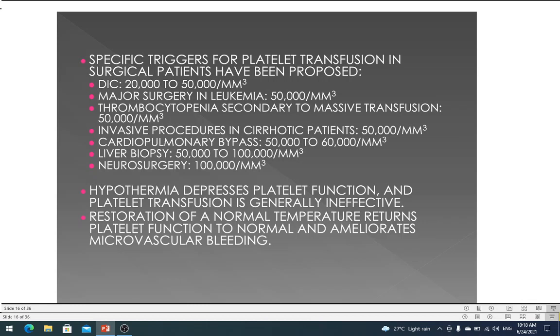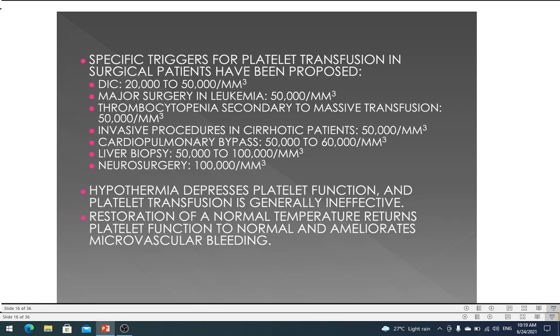So in these patients, if the thrombocyte level is less than 20,000 to 50,000, you will give platelets. Major surgeries, when a patient who has leukemia and the platelet count is less than 50,000, you will give it like that. These are some, cardiopulmonary bypass. Neurosurgery, the threshold is a little higher. It's 1 lakh. The reason is bleeding into the cranial cavity produces increased intracranial pressure and all its problems, coning and all sorts of problems. So you don't want the pressure to build up too much there. So that is why the threshold is kept higher.